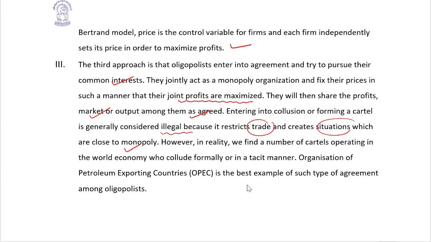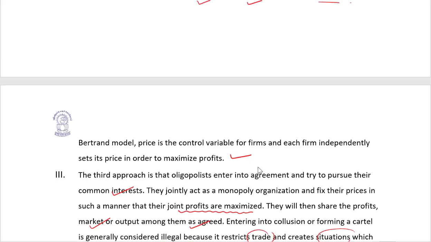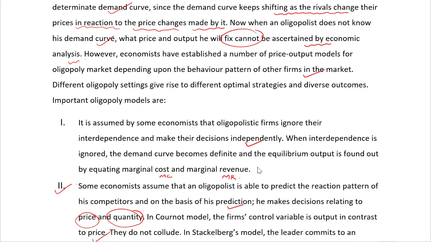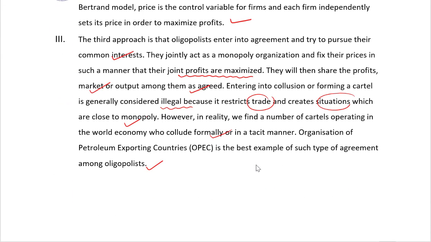However, in reality, we find a number of cartels operating in the world economy who collude formally or in a tacit manner. The Organization of Petroleum Exporting Countries, OPEC, is the best example of this type of agreement among oligopolists. I believe you understood till here. We have just seen the important oligopoly models, the three important oligopoly models.